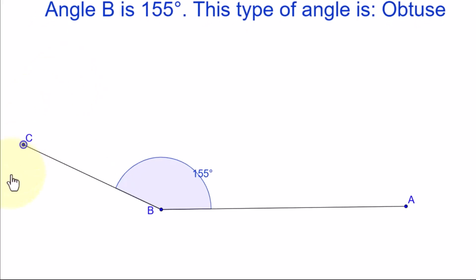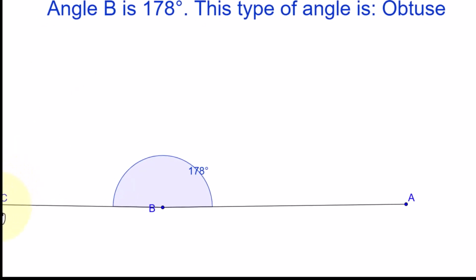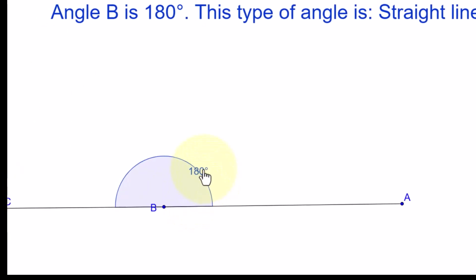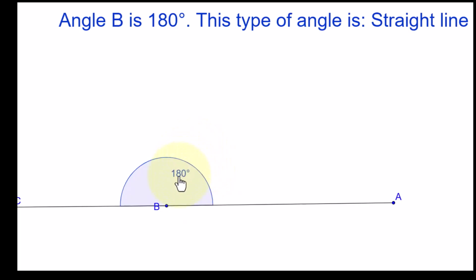When you keep turning it, when it gets to 180, let me put it straight. Now it's 180, you can see it, 180 degrees. This is what we call a straight line, so this is a straight angle. An angle on a straight line is 180 degrees. And if you observe, all the angles are at B. B is the vertex of the two arms of this angle.